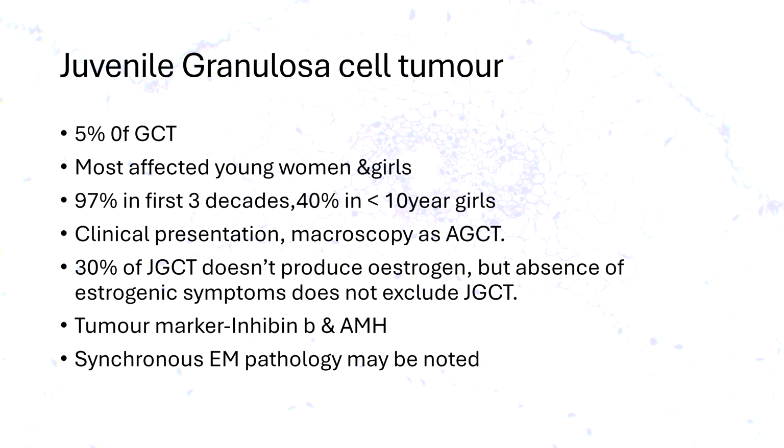The clinical presentation and macroscopy are just like in adult granulosa cell tumor. 30% of the juvenile type doesn't produce any estrogen, but the absence of estrogenic symptoms does not exclude juvenile granulosa cell tumor. As in the adult type, tumor markers are inhibin B and anti-Mullerian hormone, and if hormone is produced, endometrial pathology may be associated.